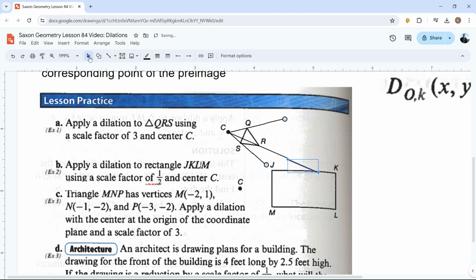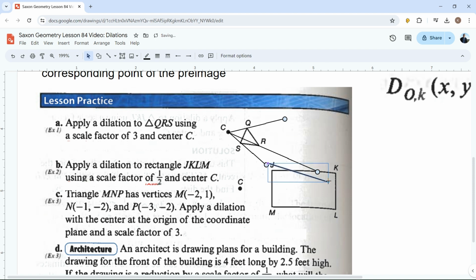This is going to be all the way out here. Okay, so these three vertices make up Q prime, S prime, and R prime of the image, the dilated image of triangle QRS. And then what I would do to finish this off is I would actually just connect these with lines to show that they're connected together.